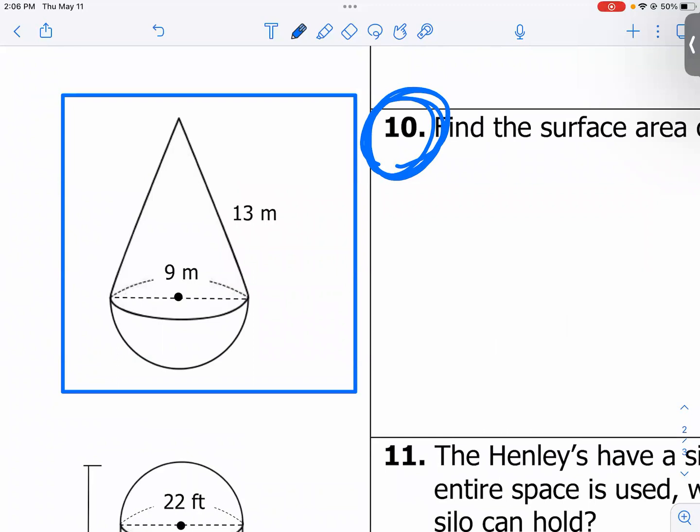I don't know this one, sorry. So we're going to have to find the Pythagorean theorem, right? Oh boy. Wait, the surface area? I can't remember the surface area.